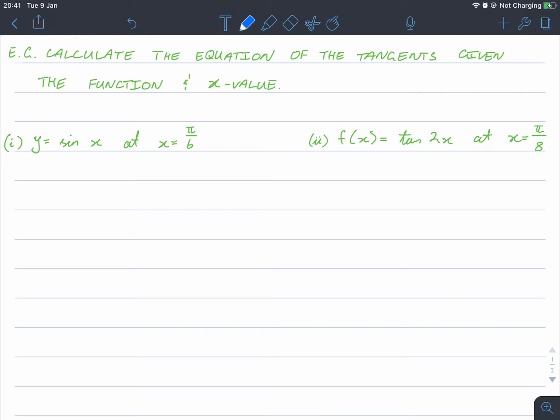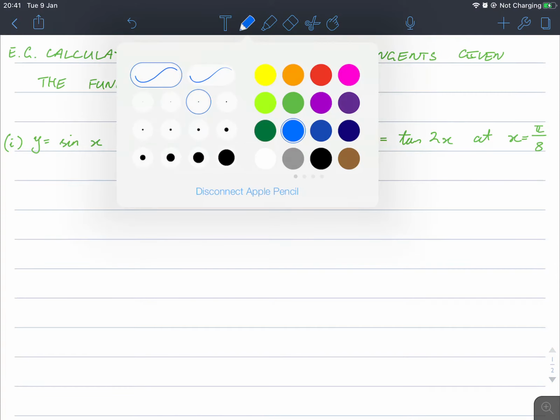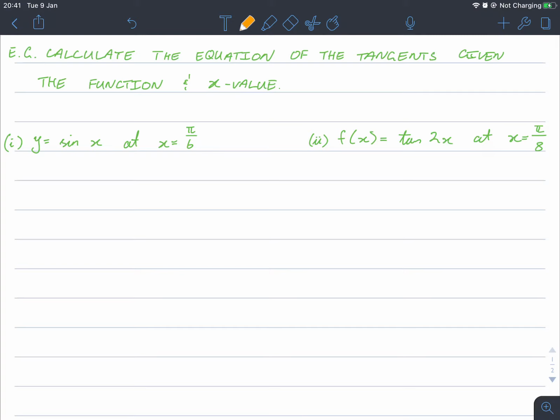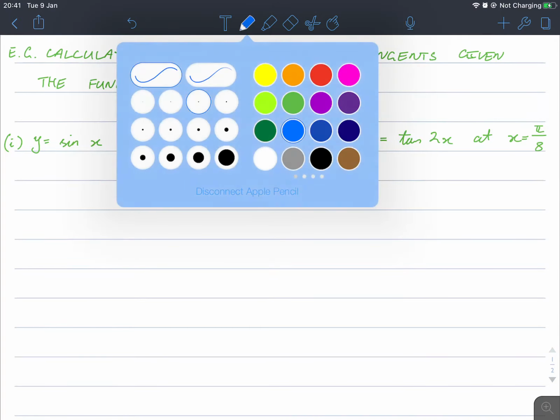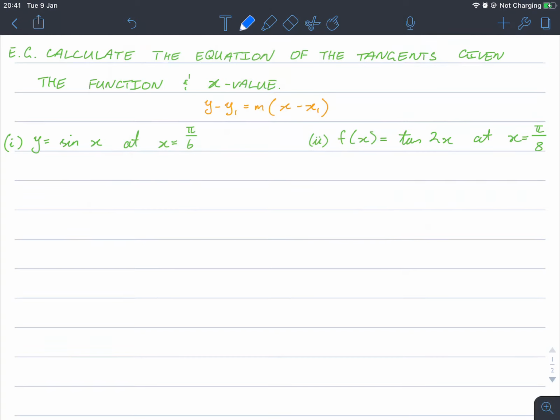Let's calculate the equation of the tangents given the function and x value. So we have y equals sine x at pi on 6. In order to do this, we're going to utilize the gradient point formula. In case you've forgotten, we need y minus y1 equals m bracket x minus x1. So in reality, we need to find the gradient and the point x1, y1. Let's start first. Let's find the point P, x1, y1.